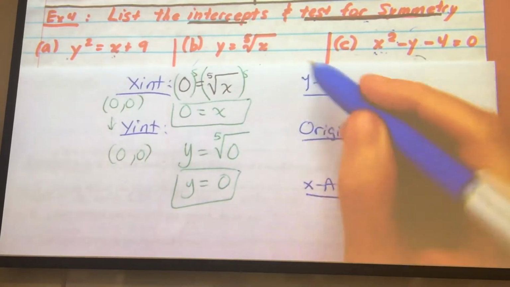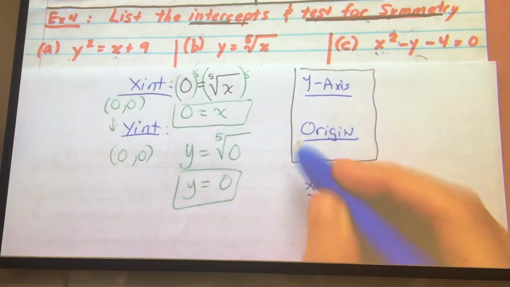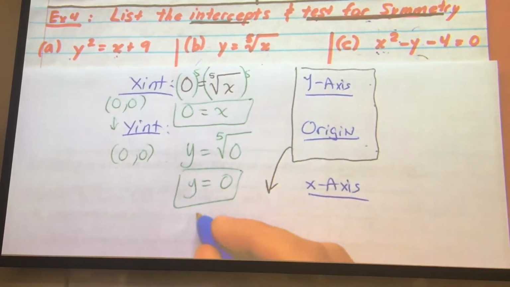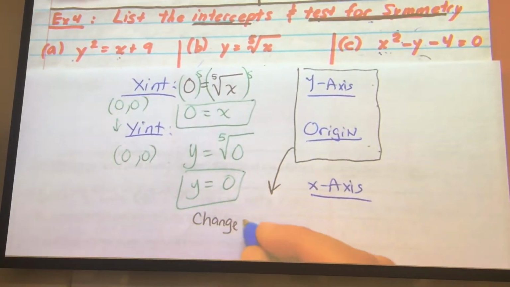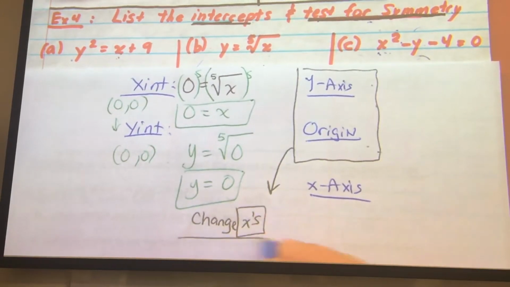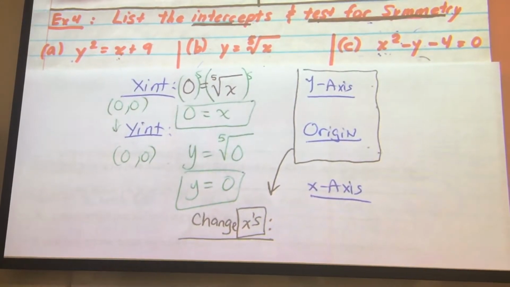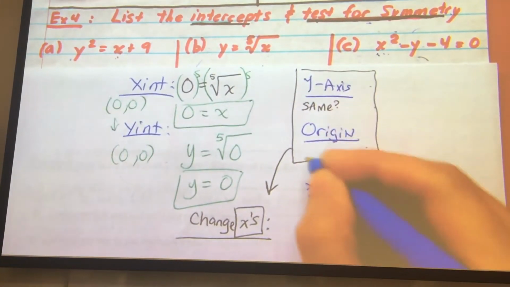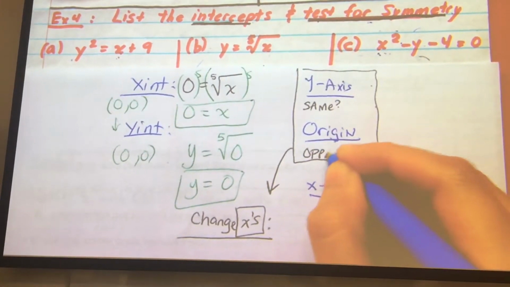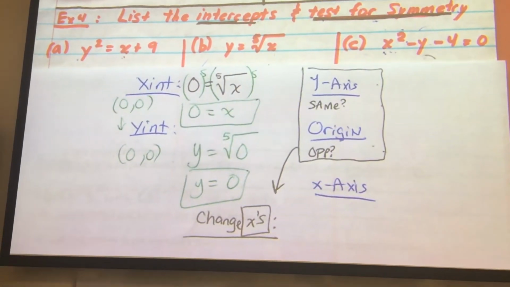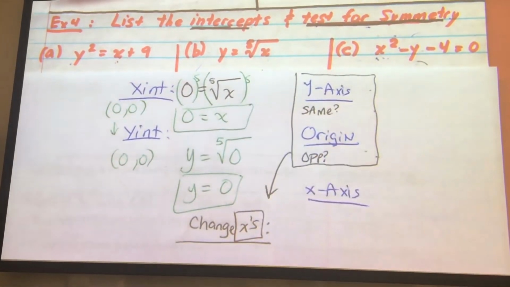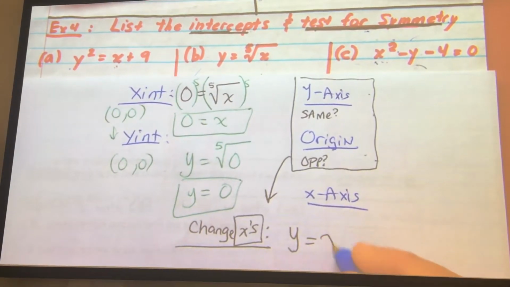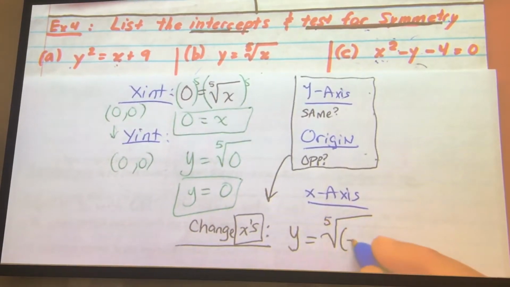I like that saying, if you haven't noticed. By simply doing the same thing for both of these, right? So for the first 2, we simply change the signs of our x's. So let's change the signs of our x's and see what happens. Again, to be y-axis, we better get exactly the same thing. To be origin, we better get exactly the opposite. Okay, so when I change the signs of my x's, let's see what happens. This is going to be a little trickier. We would have y equals the fifth root of negative x.